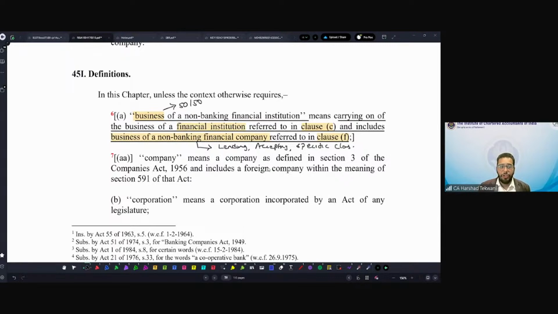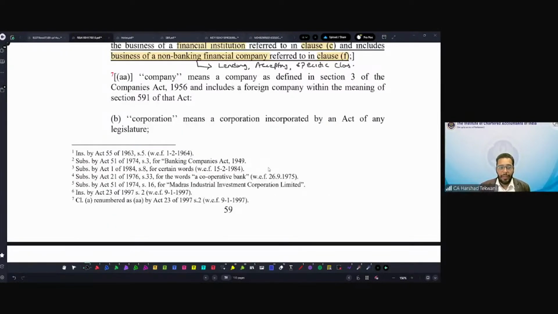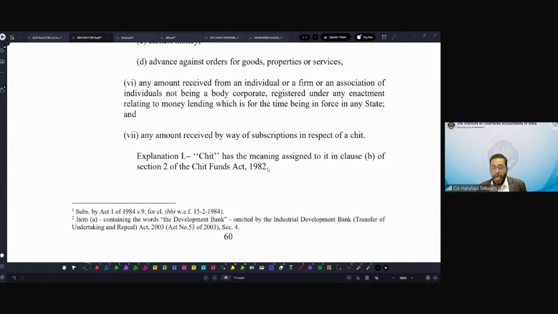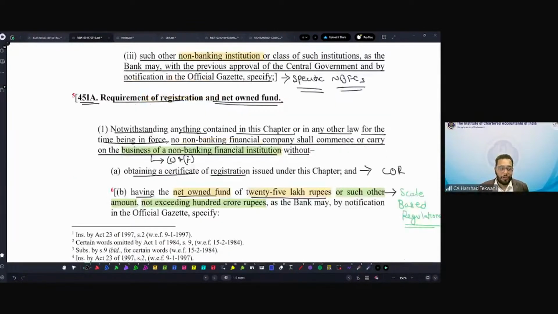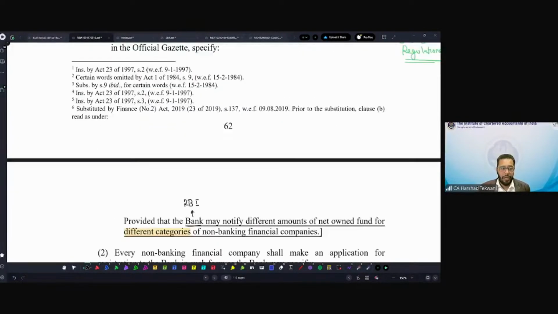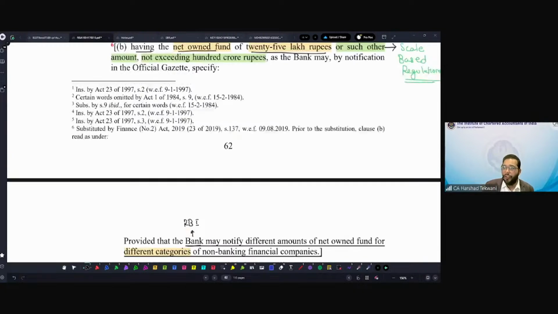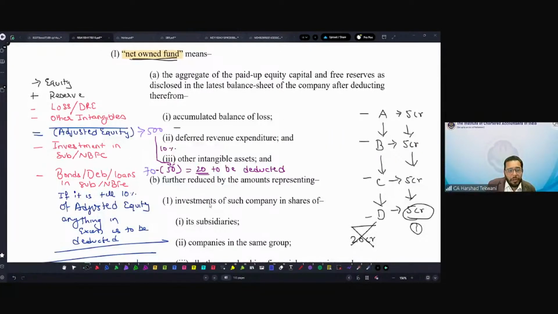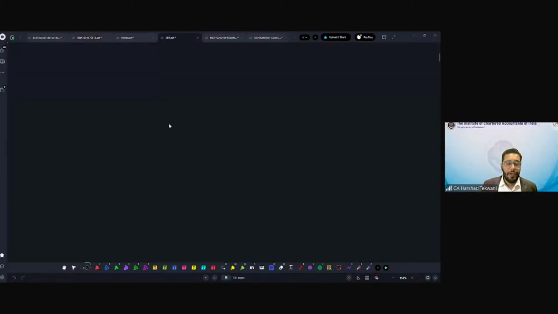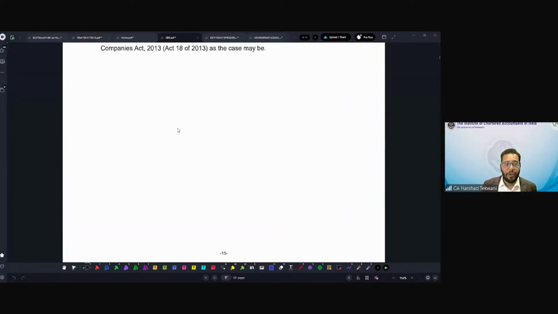After that, we understood the requirements of net owned funds. If there is an NBFC, then they have to register and they have to obtain net owned funds. When it comes to net owned funds, we understood what net owned funds are and how they are calculated. We had a whole formula for the net owned funds: what is restricted, what is not restricted. Until this point we have own funds, and then we have the deductions and everything. Then after understanding the net owned funds, we understood the requirements for the net owned funds.